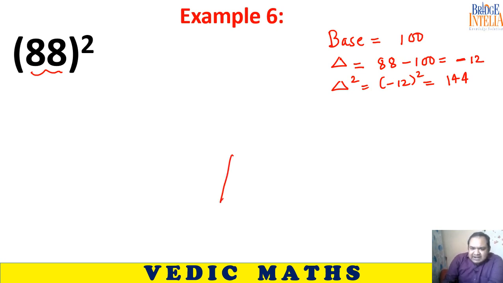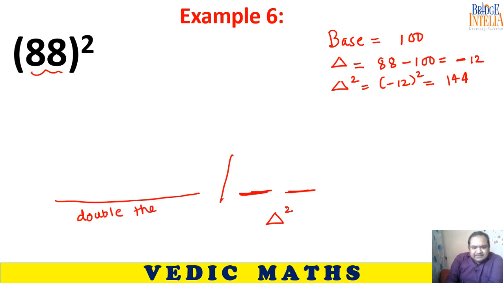Base is 100. 100 has two zeros. So two blank spaces here, and one single blank space here. In these two blank spaces, I have to write the value of delta square, and in the first blank space, I have to double the deviation of the original number, that is of 88. So let's first double the deviation of 88.